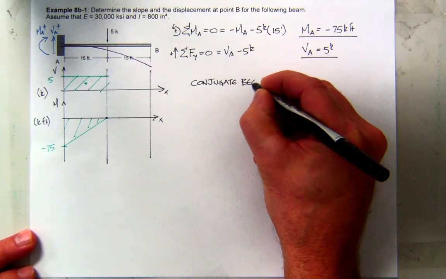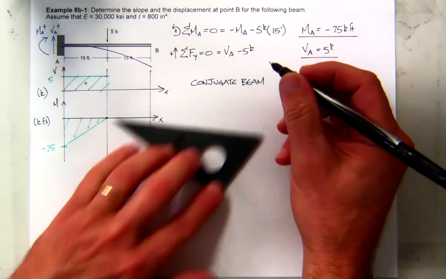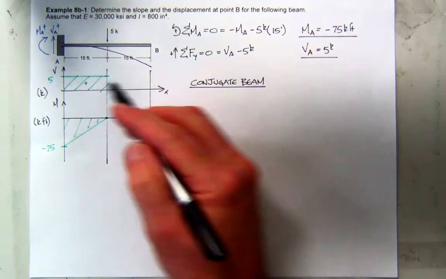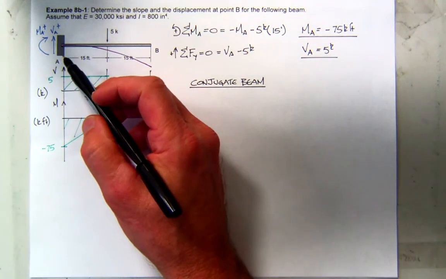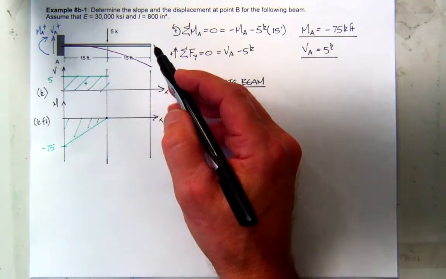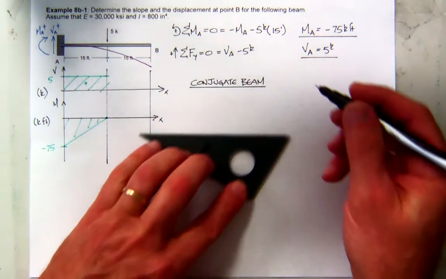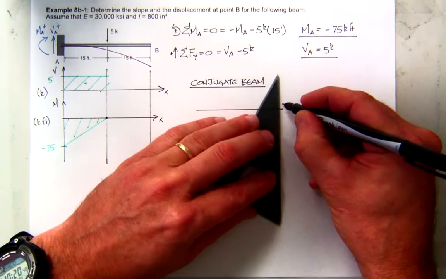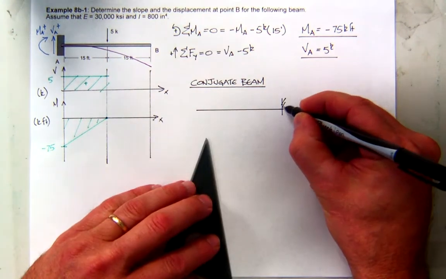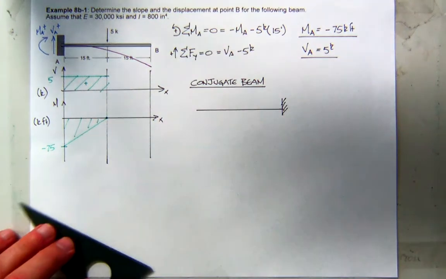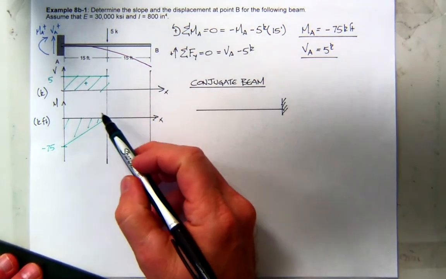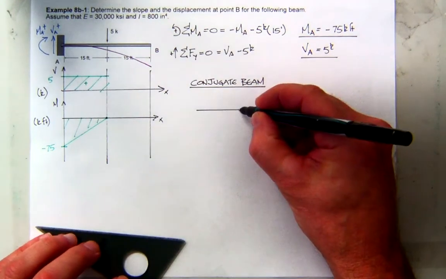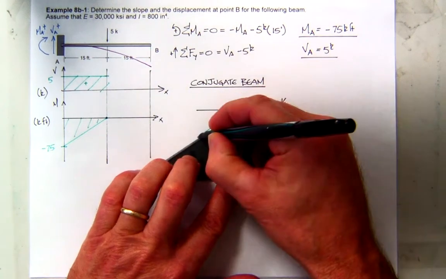So remember we talked in class way back on Tuesday that in the conjugate space, a fixed connection is free and a free end is fixed. So we would get a structure that looks like this. Now what I like to do is take the moment diagram and pick it up and just draw it right on the beam.